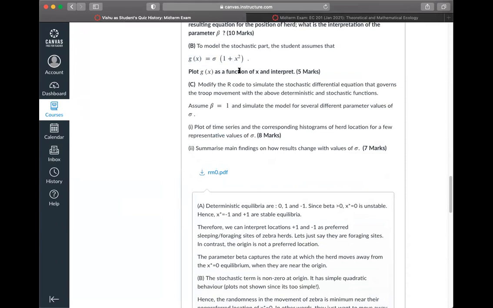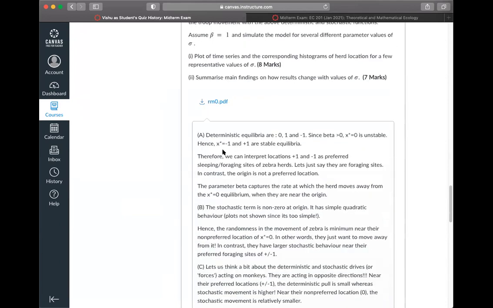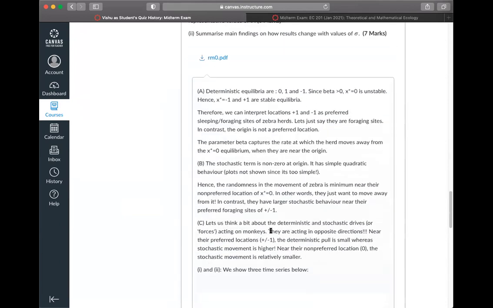So even here there is the same element of opposing forces. They are again acting in opposite directions. What is the deterministic term doing? It pushes the system away from 0. It doesn't like 0, but that is also where the stochasticity is minimum. The stochasticity is much more as you go towards the stable equilibrium points. So there is again this tension between the two.